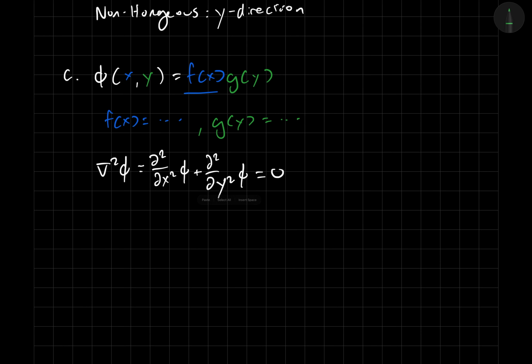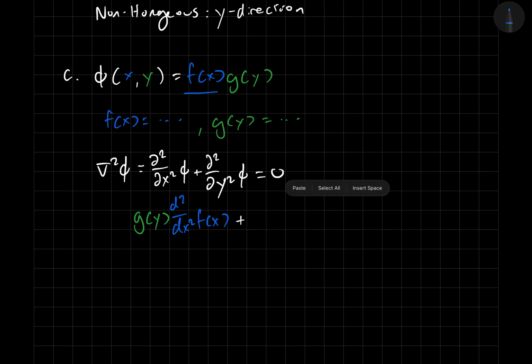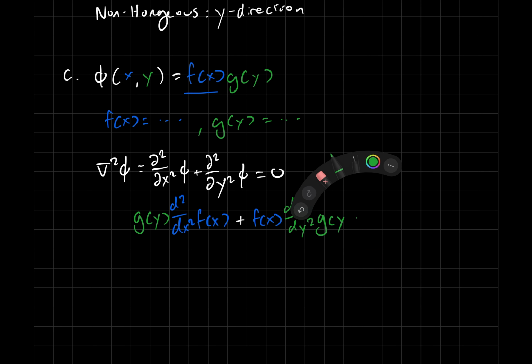So this is equivalent to, let's use green first, g of y d squared dx squared f of x, plus f of x d squared dy squared g of y equals 0.